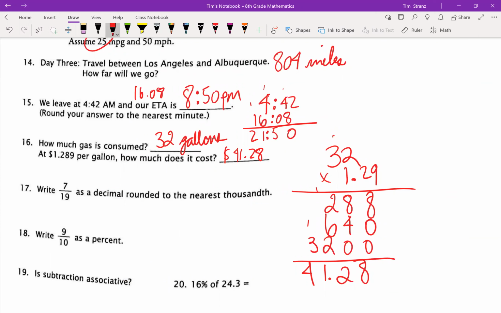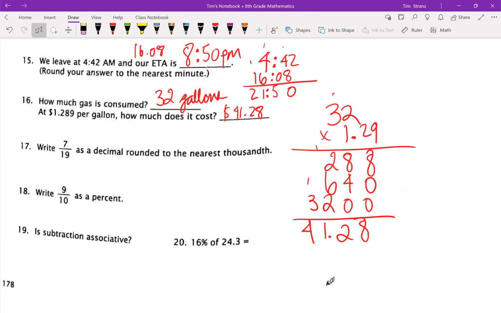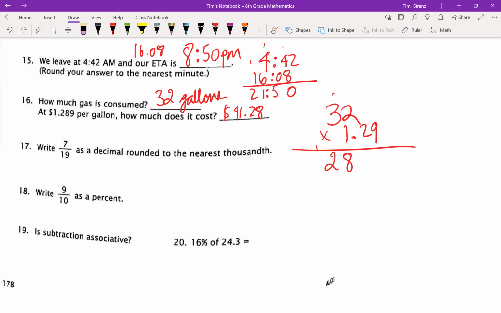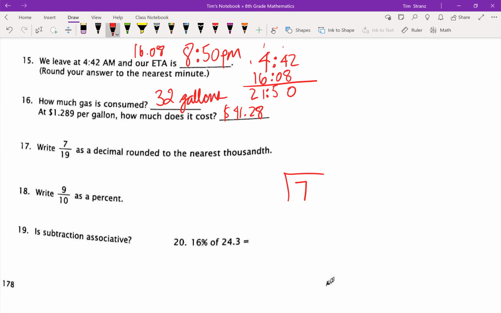All right, number 17. Write 7/19 as a decimal, rounded to the nearest thousandth. Okay, I'm going to erase this over here. So 7/19, right? So if you just want to find that out, you do 7 divided by 19. Okay, remember your decimal goes right here. 19 goes into 7, obviously 0 times. It goes into 70. Let's think. Well, 20 goes into 70. Let's try 3 times. 3 times 9 is 27.